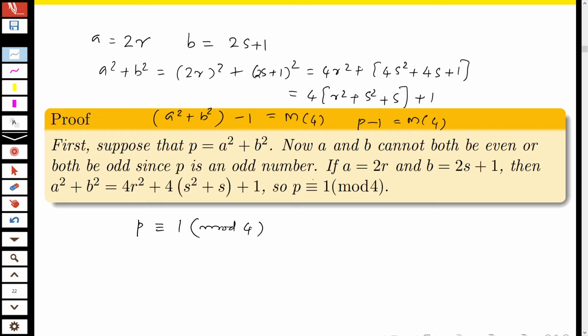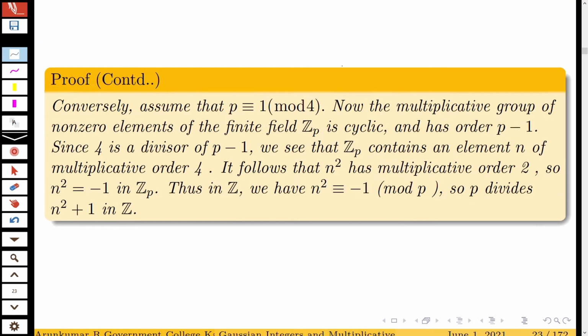Conversely, we assume p is congruent to 1 mod 4 and we prove p is equal to a square plus b square. Now the multiplicative group of non-zero elements of the finite field F_p is cyclic, and since p is prime, this cyclic group has order p minus 1. All elements except 0 in F_p form a cyclic group of order p minus 1.